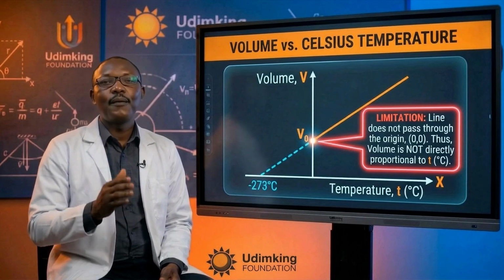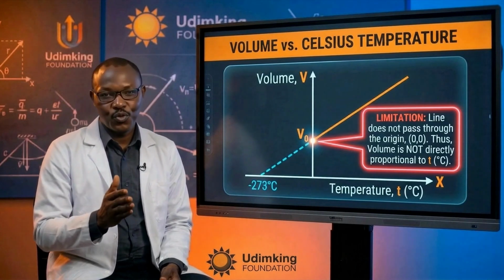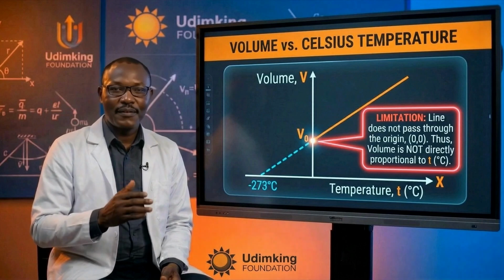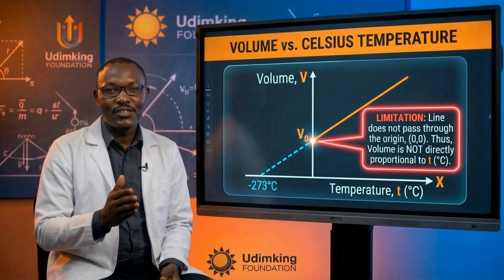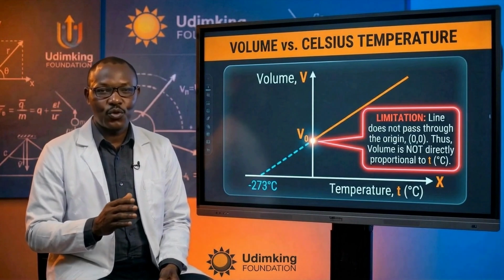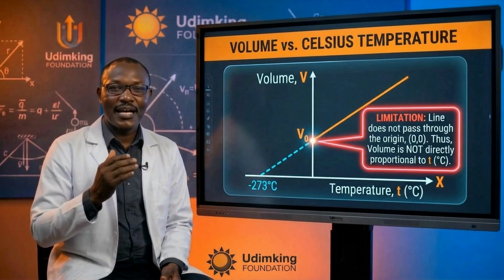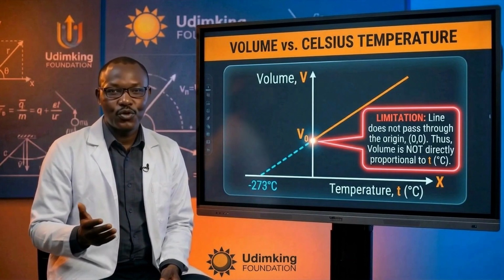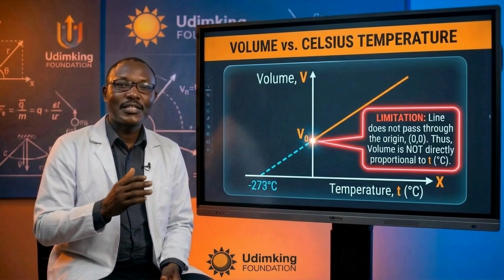In physics, for two variables to be directly proportional, the line must pass directly through the origin, 0, 0. As you can see, at 0 degrees Celsius, the volume is V0, not 0. Because this line intercepts the vertical axis above 0, we cannot say that volume is directly proportional to Celsius temperature.